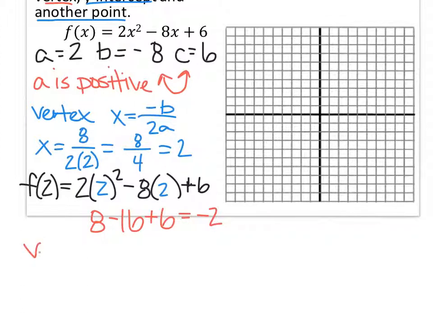So my vertex is going to be the point 2, which I got up here, and then my y value is negative 2, which came from right here. So I'm going to go over to my graph, and I'm going to graph the point 2, negative 2.